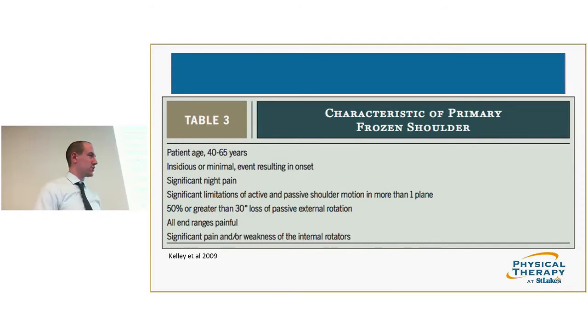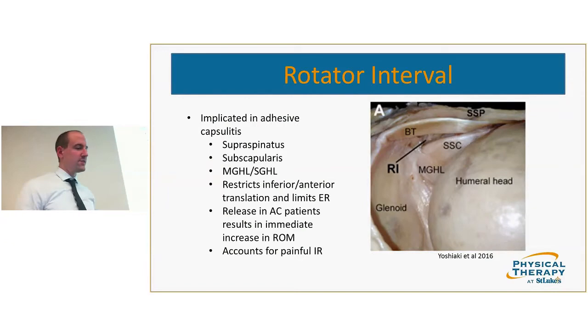All end ranges are usually painful, and then I usually find that they're going to have some weakness, especially in the internal rotators. And the next slide kind of points to why you're going to lose that motion both in neutral, also have that weakness in internal rotation. So if you look at the rotator interval, this is one component of the shoulder that's usually affected and implicated in adhesive capsulitis. So on the top, you're going to have the supraspinatus tendon. On the bottom, you're going to have the subscap, and then it kind of joins with the middle glenohumeral ligament.